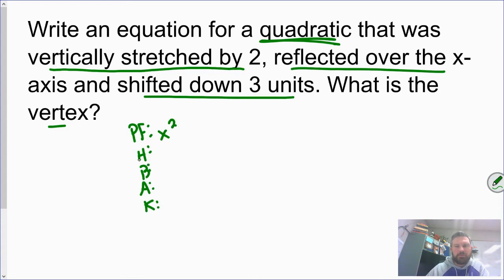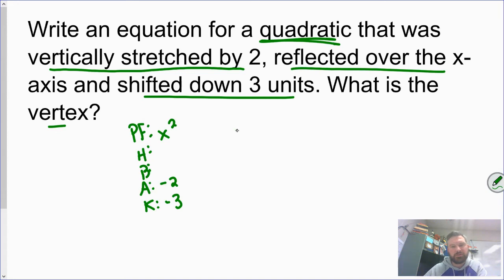I don't believe I have a horizontal stretch, and I don't have a horizontal shift. I'm just moving 3 units down. So 3 units down is K, so that's a minus 3. No left and right, no horizontal movements for B. I am vertically stretching by 2 and reflecting over the x-axis. So that means A is going to be negative 2.